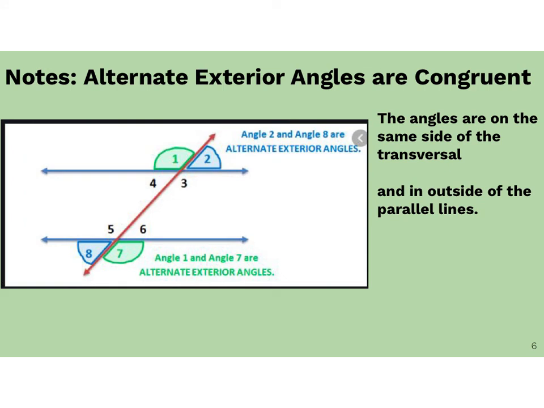And then finally you have your alternate exterior. So they're super far apart. This is as far away as you can get. So alternate means this is my transversal. So this is on the left, and then angle 7 is on the right, and then they're on the outside of the parallel lines, okay? The other set is 2 and 8, so 2 is on the right of the transversal, 8's on the left, and then they're on the outside of the parallel lines. It's kind of hard to explain, but the more you practice, the more it'll make sense.